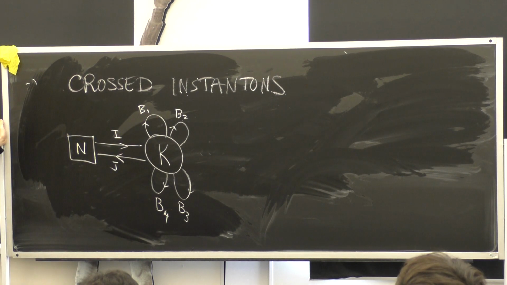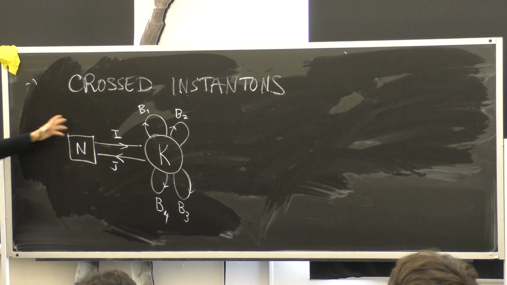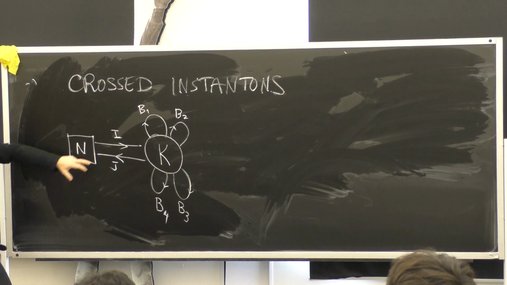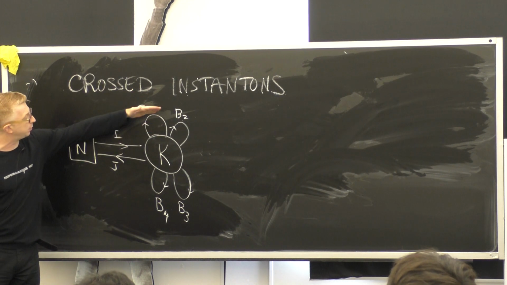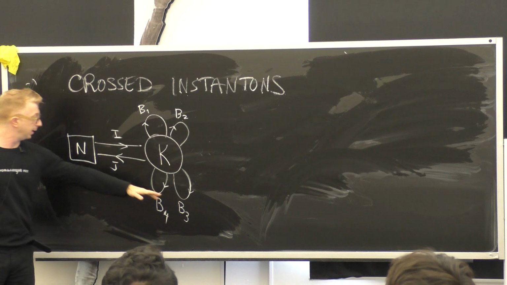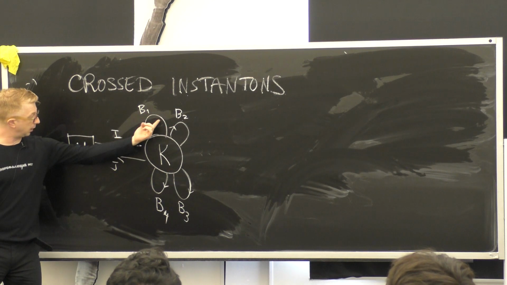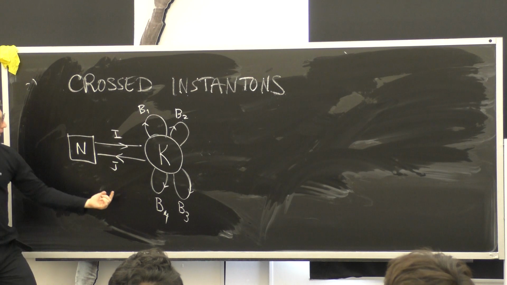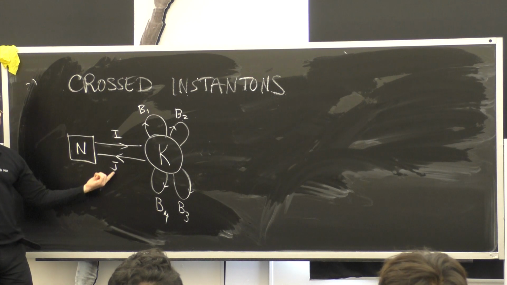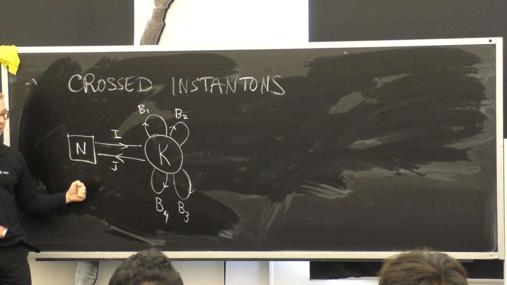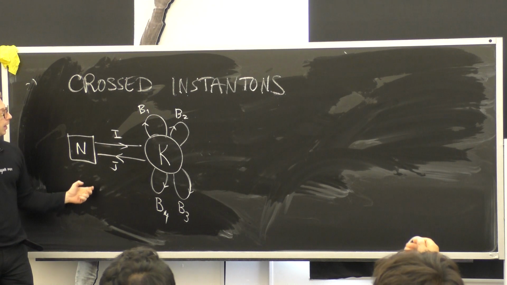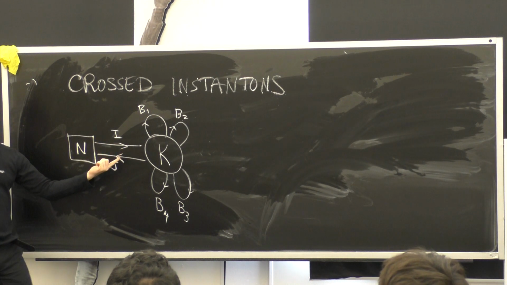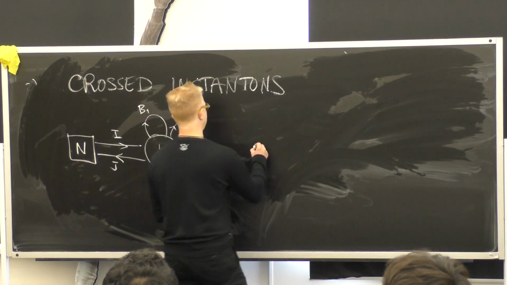Then I wrote some equations, and in these equations there was a hint that there might be some symmetry between B1, B2 and B3, B4. But clearly, B1 and B2 were attached to I and J, and B3 and B4 didn't like I and J, because they were annihilating everything which came from I and J. But this picture is clearly non-symmetric. So let's make it symmetric.